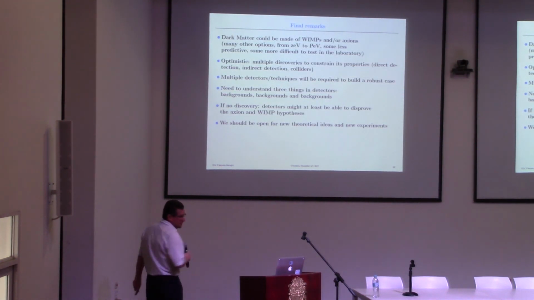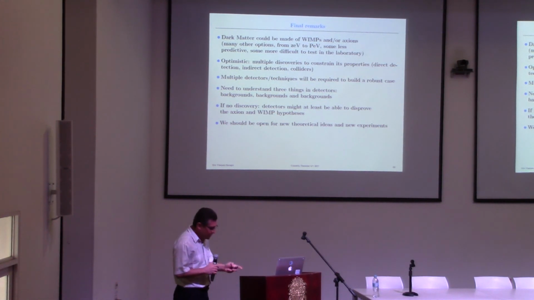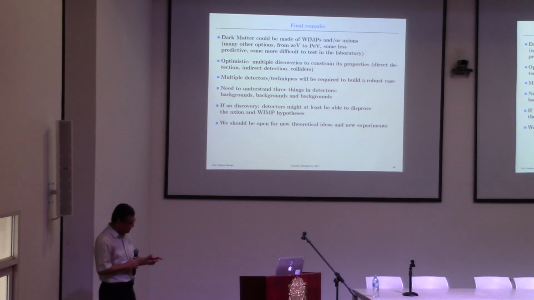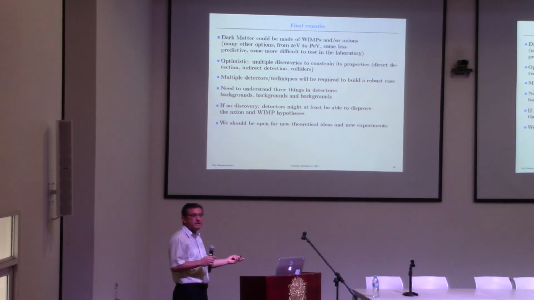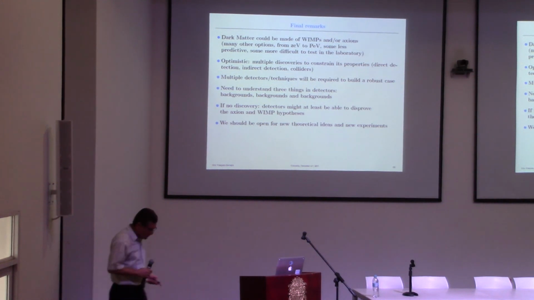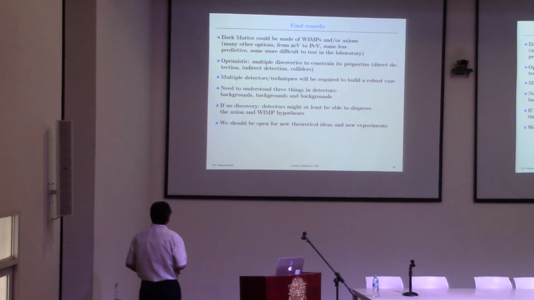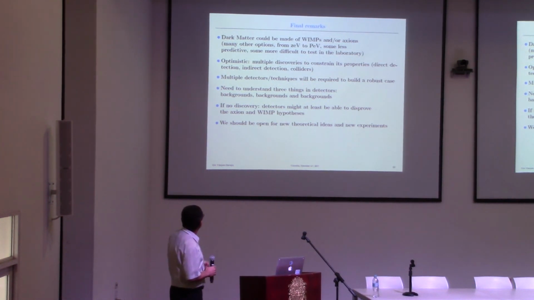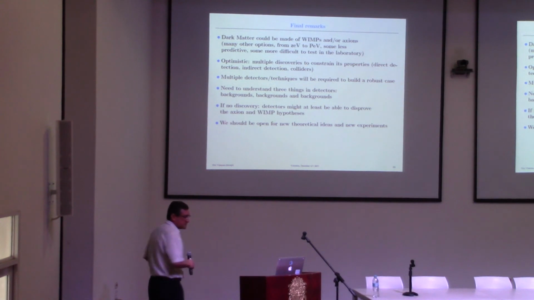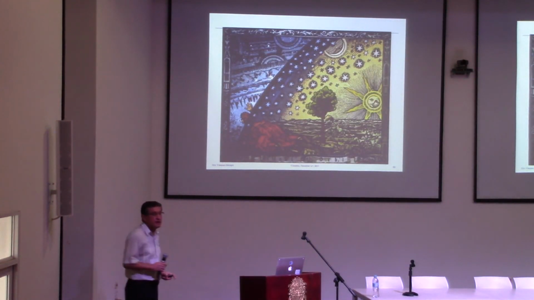My conclusions, my final remarks actually. I was going to put some conclusions about what we do in PICO or in DEAP, but I tried to make a general description. Dark matter could be WIMPs, axions, both, maybe. I think that it could be as rich as the standard model that we have, right? That's the more natural thing to think, I guess. I'm optimistic, always. While multiple discoveries will constrain its properties, I mean, signals from direct detection, indirect detection, colliders, it could be like a dream. Multiple detectors and techniques are required. And as I mentioned, the backgrounds are the most important thing that we care about. Backgrounds, backgrounds, backgrounds. And of course, we should be open to new theoretical ideas and new experiments. So who knows what is hiding behind us.